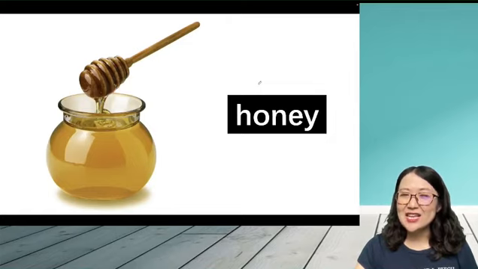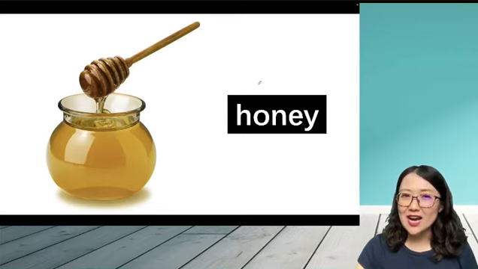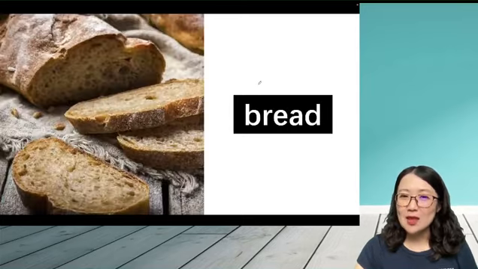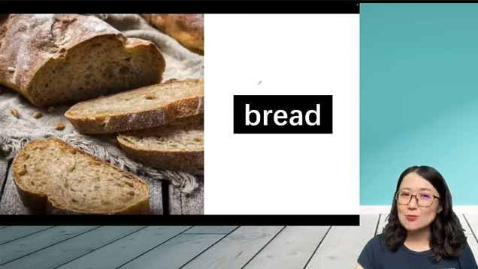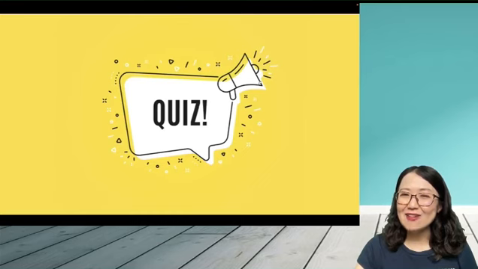Honey. 那注意啊，这个 honey 呢，它其实是一个不可数的名词。Alright? 一般我们就说 honey 就可以了，但是我们不能说 one honey, two honeys 就不行。And this, bread. So bread is also an uncountable noun. 它也是一个不可数名词。Alright? And now, let's have a quiz.